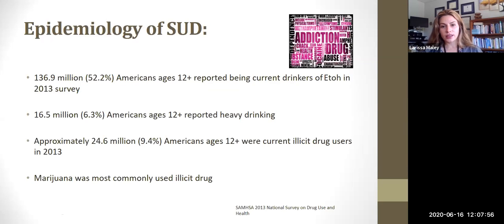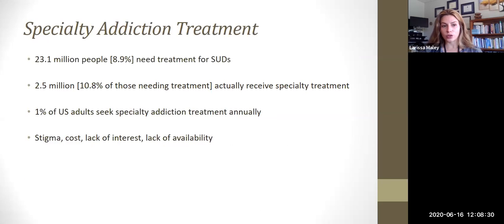So just to tie things up with some foundation in the epidemiology of substance use disorder, and I know we've already mentioned this in other slides, but it's pretty prolific, right? That we're looking at 136 million Americans above the age of 12 will report being current drinkers. 16.5 million report heavy drinking, which would meet the level of a use disorder. Approximately 24 million will report the use of illicit drug use. And of the illicit drugs, marijuana is the most commonly endorsed.